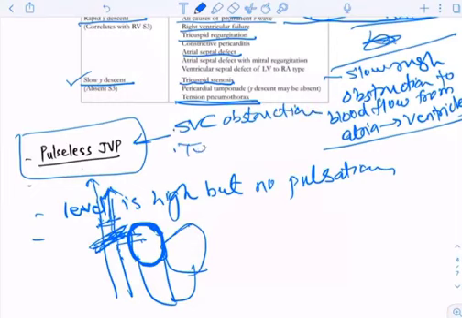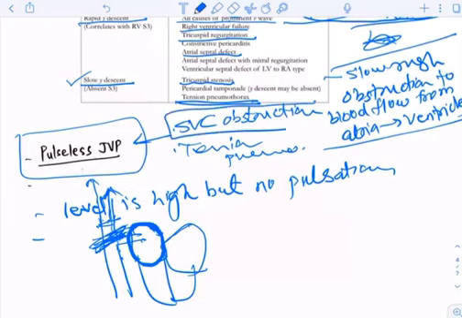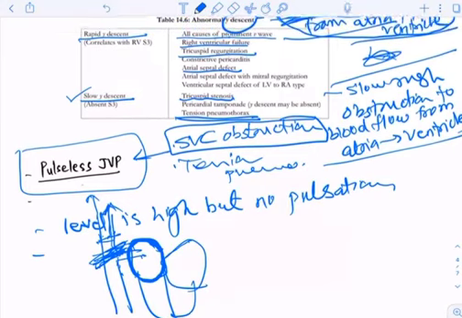This is also true of tension pneumothorax. If it is very severe, it will compress the vena cava and may also cause pulseless JVP. So the main cause of pulseless JVP is superior vena cava obstruction, where you can see the super dilated internal jugular vein, but there will be no pulsations in it.